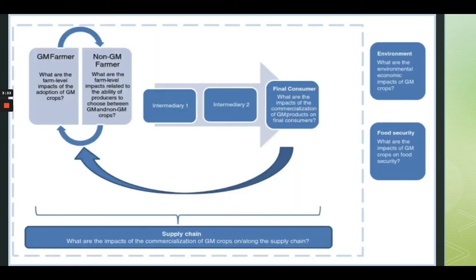So this here is basically a brief overview of what we're going to talk about next, a brief overview of the slideshow and what genetically modified organisms are, what it connects to, and then here are some key points. What are the environmental and economic impacts of genetically modified crops, and what are the impacts of genetically modified crops on food security?